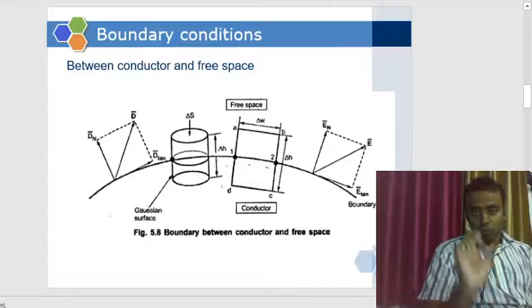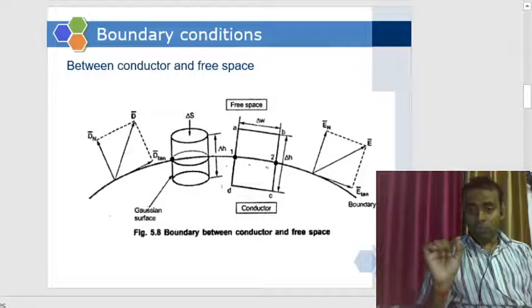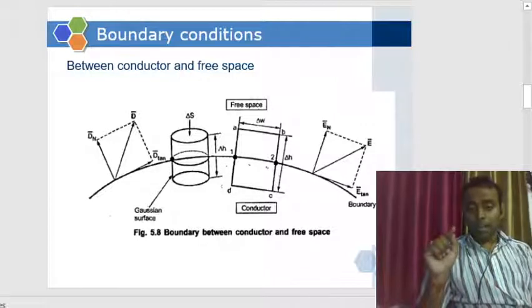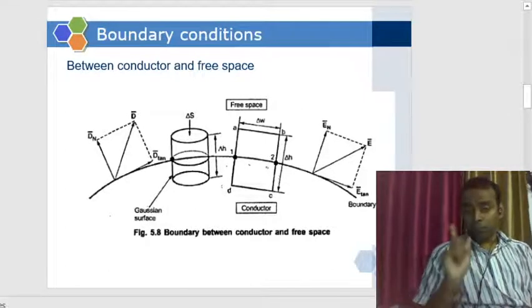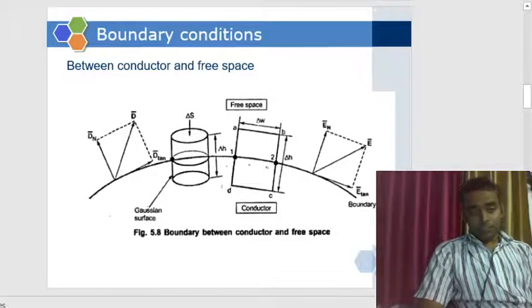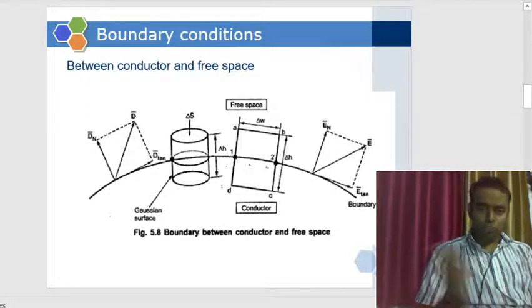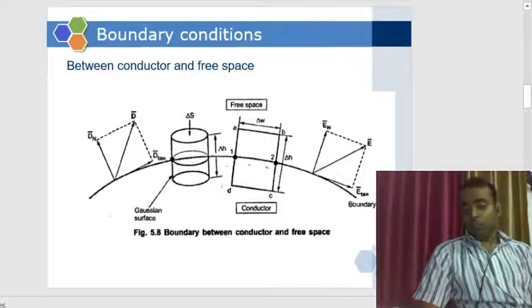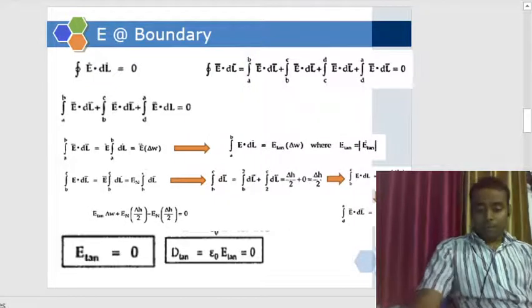And do you remember, we are having a relation between D and E. What was that? D is equal to epsilon E. And here we are talking about the free space, so it will be epsilon naught E, where epsilon relative permittivity will be 1. We'll be using that formula also. We have already discussed that we'll be using two formulas: Gauss law and the line integral of E dot dl equal to 0, isn't it? So remember this diagram.